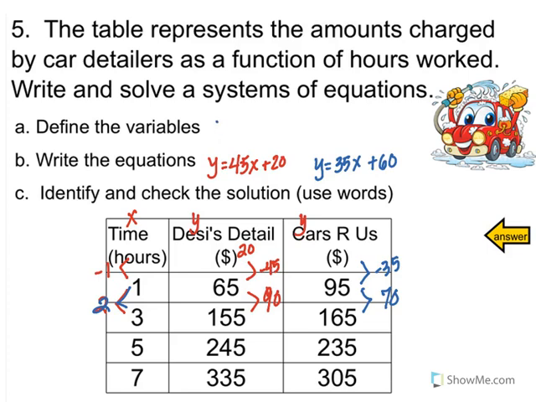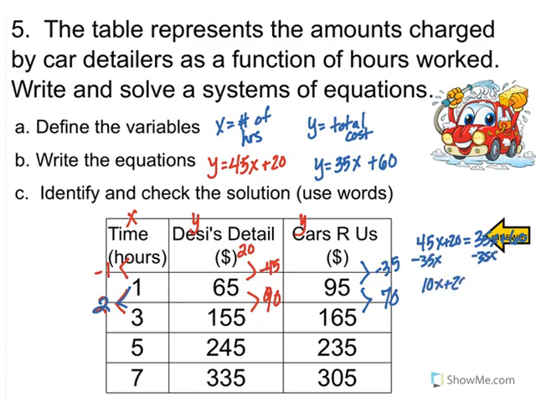My two variables here, x is time, so x is number of hours. Y would be total cost. Since both of these are in slope-intercept form, I can set them equal to each other. So this would be 45x plus 20 is equal to 35x plus 60. If I subtract 35x on both sides, this would be 10x plus 20 equals 60. Minus 20 on both sides, this would be 10x equals 40. So x is equal to 4.